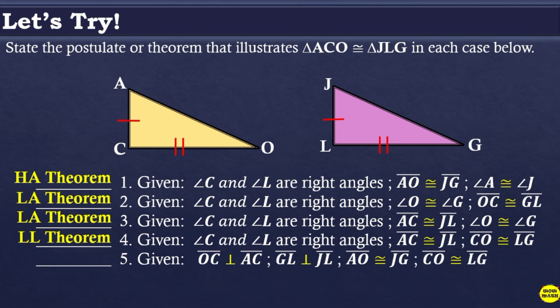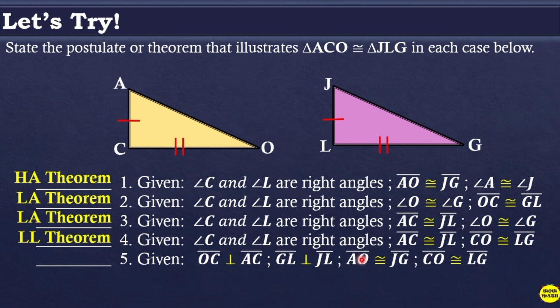Ayan po. Next, we have given segment OC, so this one is perpendicular to segment AC. So these two sides of a triangle are perpendicular. So ano pong ibig sabihin nun? Ito rin po, perpendicular siya dito. So ibig sabihin, kapag perpendicular, it forms right angles.